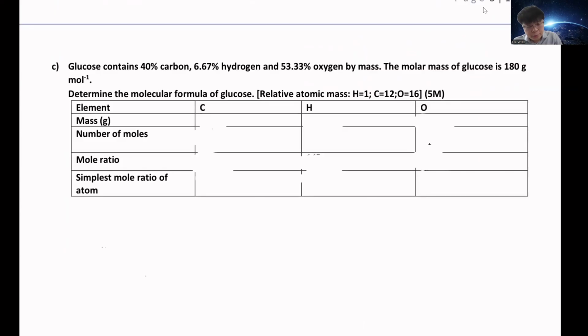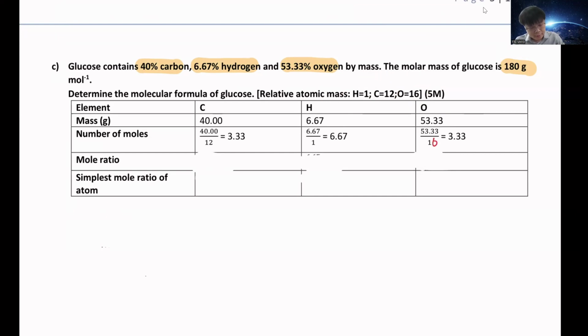Okay, then they have 3 things here, 40% carbon, this and this. So the molar mass is 180, similar to the first question. So first, assume 100 gram of sample, 20 percentage. So hydrogen is 1, carbon is 12, oxygen is 16. So put in the molar mass to divide. So carbon is 12, divide by 12. Hydrogen is 1, divide by 1. Then oxygen is 16, divide by 16.